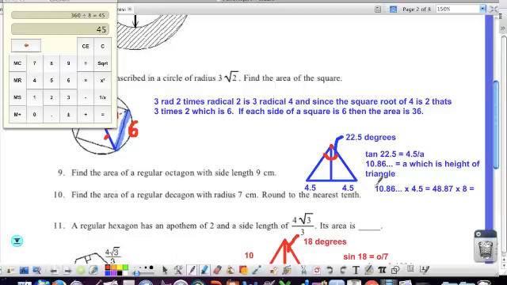When I'm rounding, I want to round as little as possible while I'm doing the problem. So if I have a number in the calculator that I can just leave with a bunch of decimal places, that's the best way to do it. And that's how I get the answer for number 9 of 391.1.